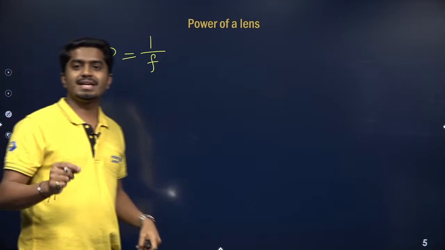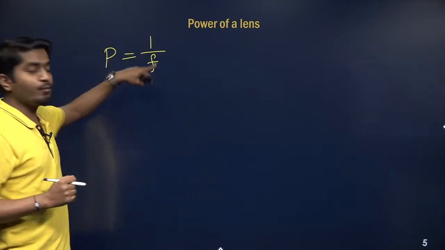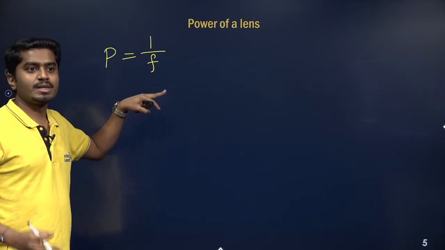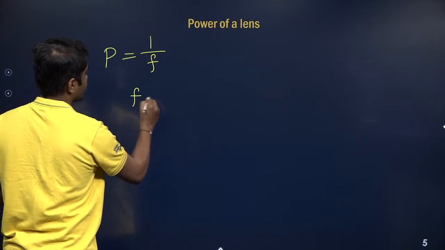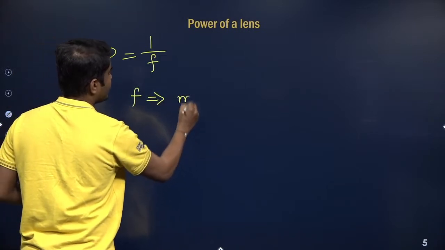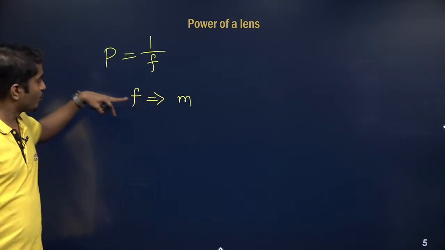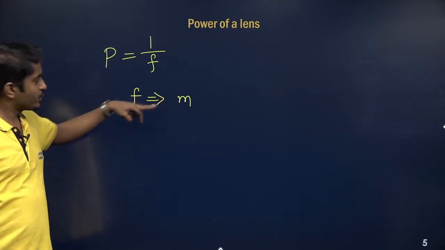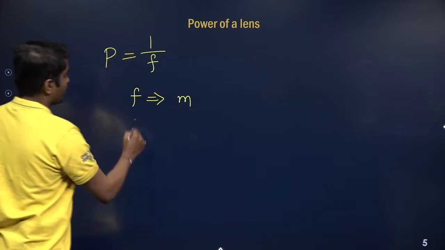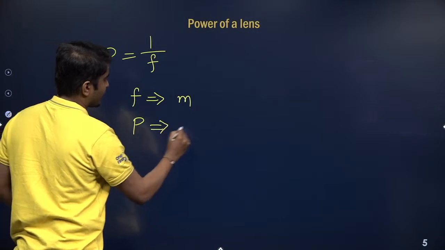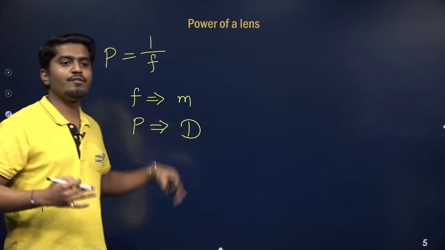But one mistake that a lot of you make is that you write down the focal length in centimeters, which is incorrect. The focal length should be in meters. Meter is the SI unit of distance. Focal length is distance, correct? So it should be in meters. When you substitute the correct value, you get the power, and the SI unit of power is diopter. Diopter is the SI unit of power.